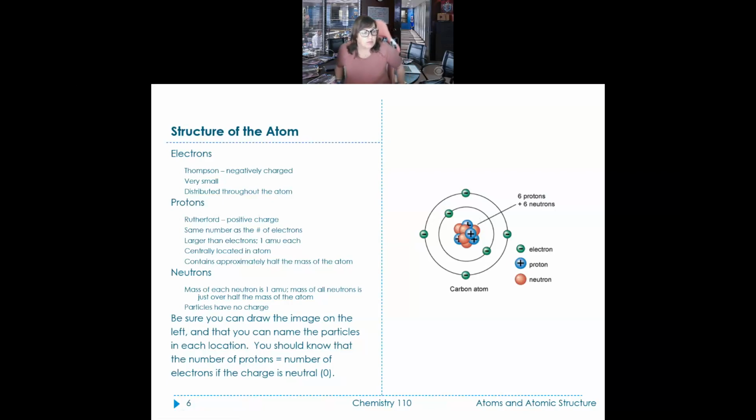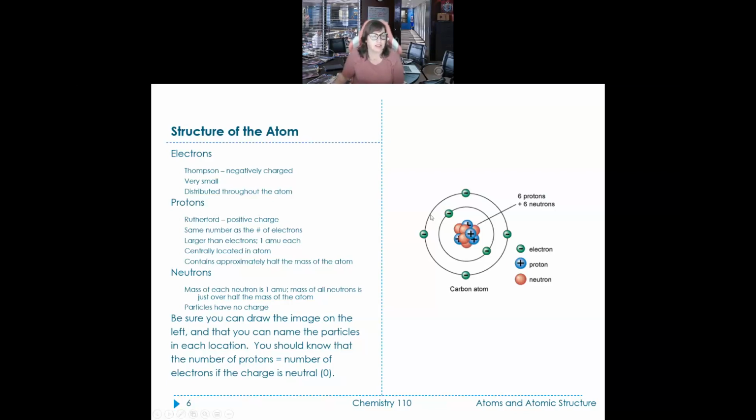We also know that these atoms contain neutrons. All right, neutrons have no charge. They are neutral, and they exist in the nucleus of this particular atom. Okay, we also know that that's approximately half the mass.